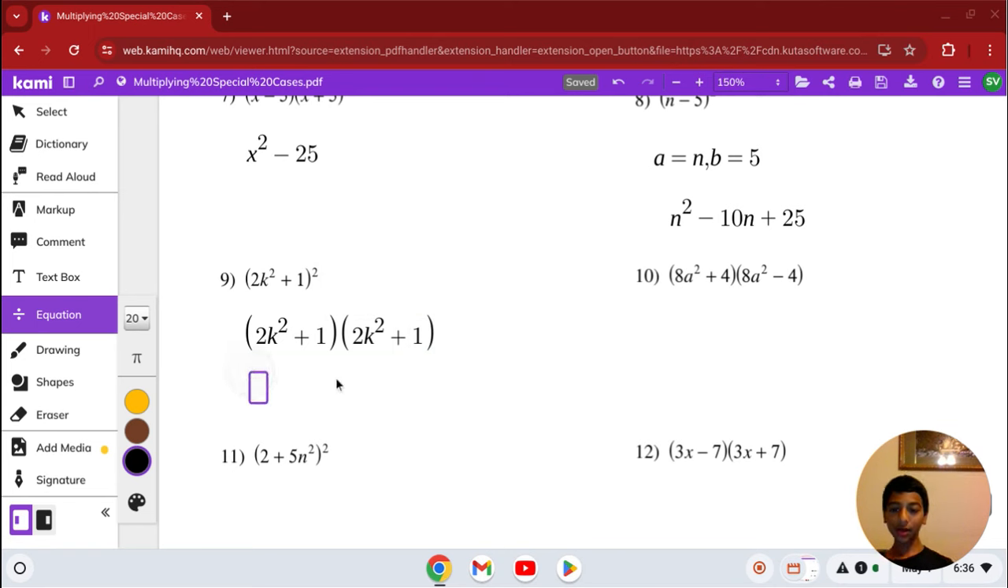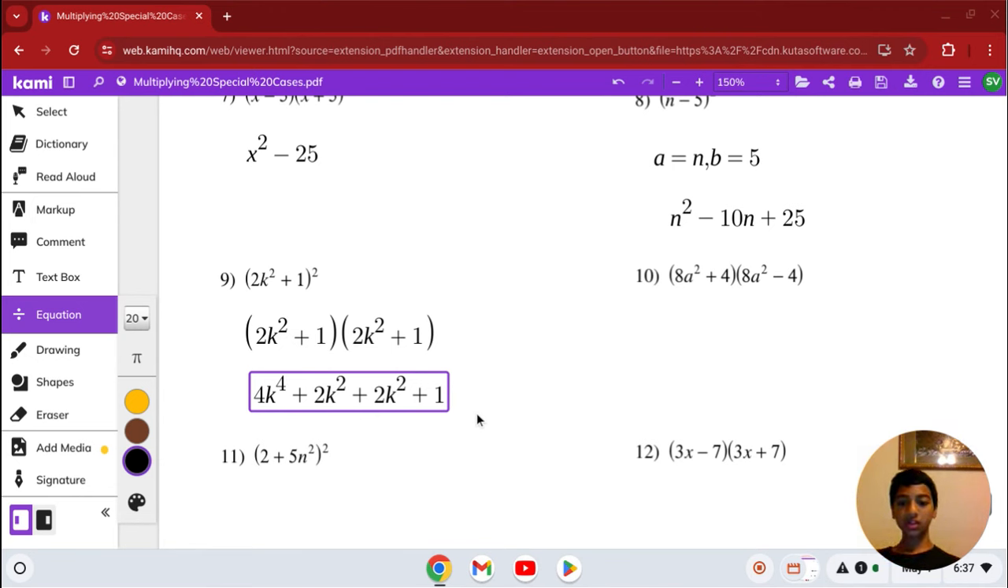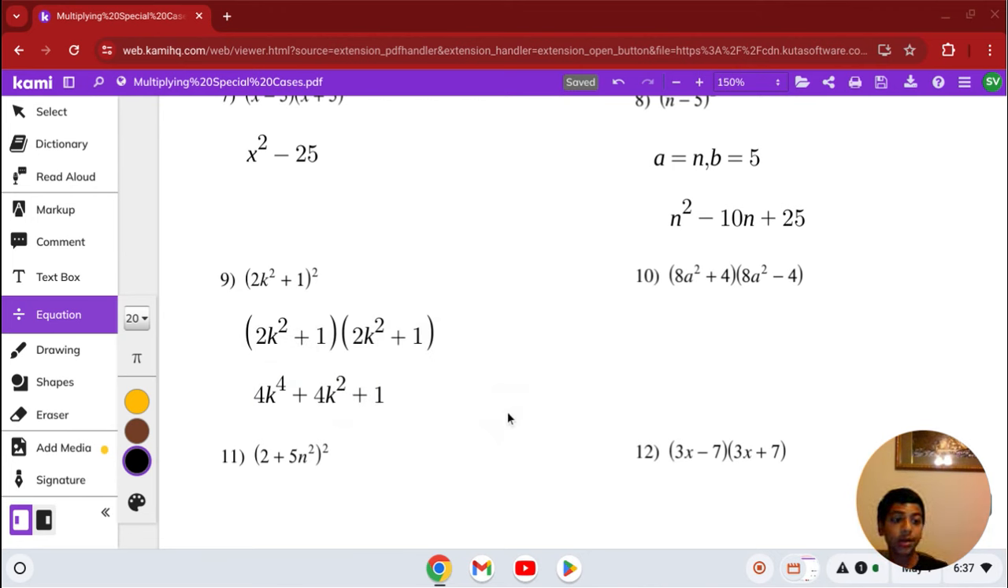When you multiply it out, 2k squared times 2k squared is 4k to the 4th, plus 2k squared times 1 is 2k squared, plus 2k squared, plus 1, which is basically the same as 4k to the 4th plus 4k squared plus 1. That is our solution in number 9.